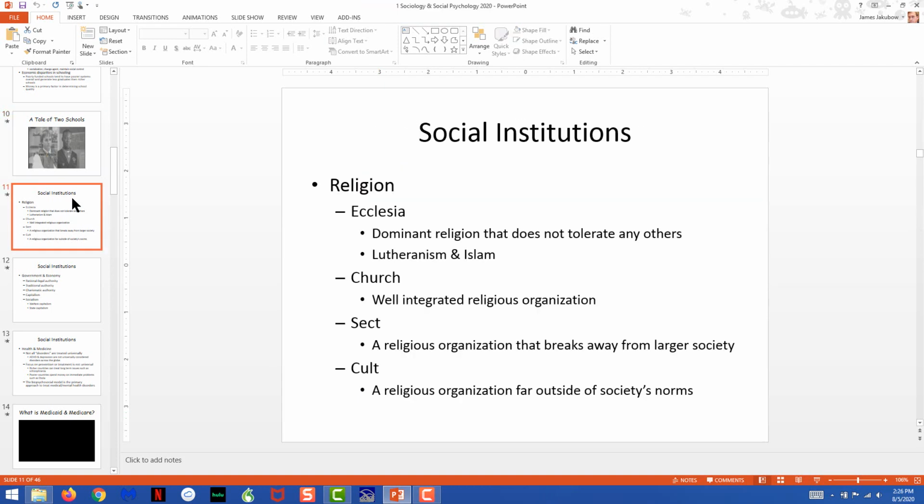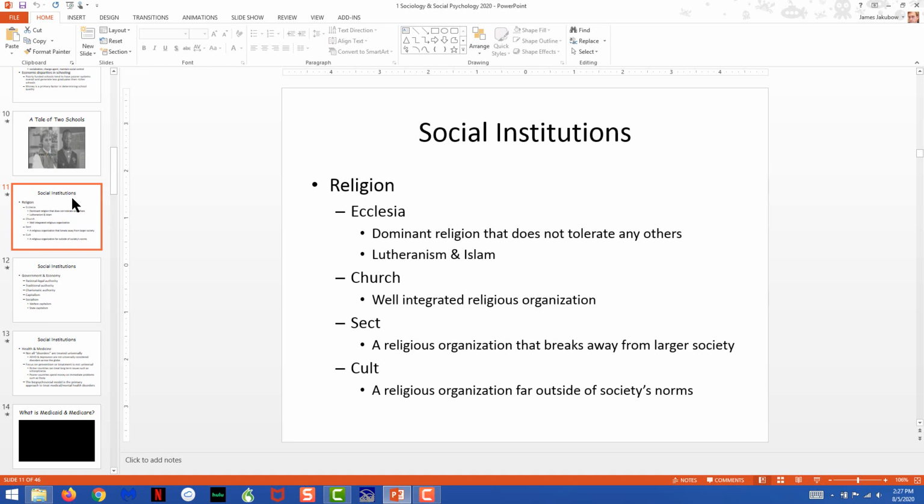Other social institutions that wind up affecting much of the theorizing in sociology come from religion. Here again, there's not a whole lot to really discuss. There are just these 4 various groupings of religions. Ecclesia, which is a dominant religion that does not allow for other religions to exist. Lutheranism up in Sweden, and countries oftentimes with Islamic structures built into the government system itself do not allow for other religions. Churches, sects, and cults, all fairly straightforward ways of describing things.